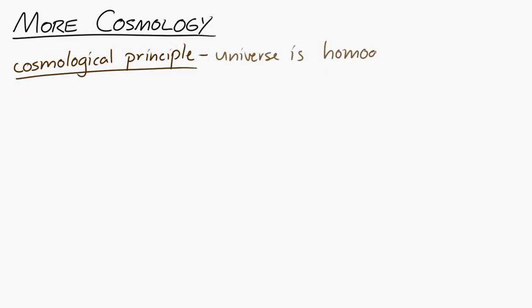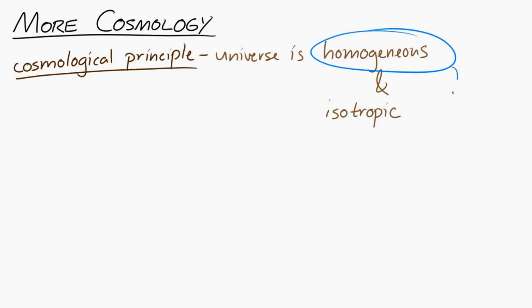Let's take a look at more cosmology. And we'll start out with something called the cosmological principle. This is the idea that the universe is homogeneous and isotropic. Homogeneous means that the universe is the same everywhere in space. So one part of space is the same as another part of space.